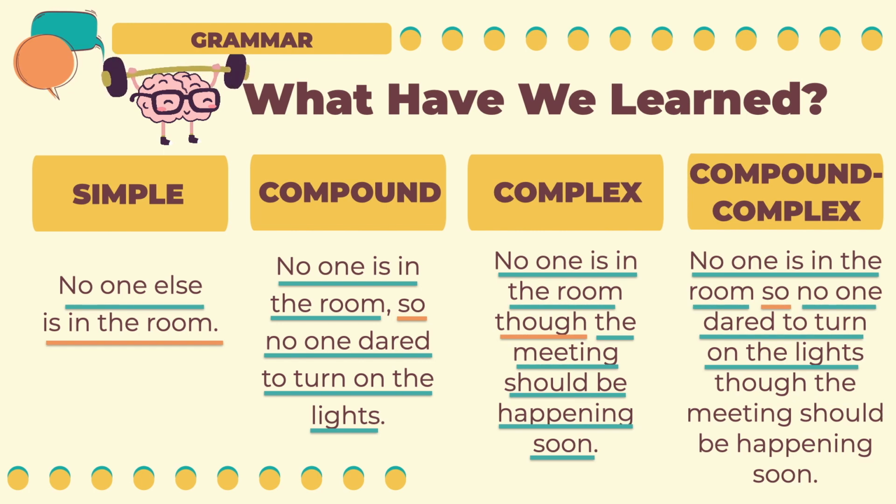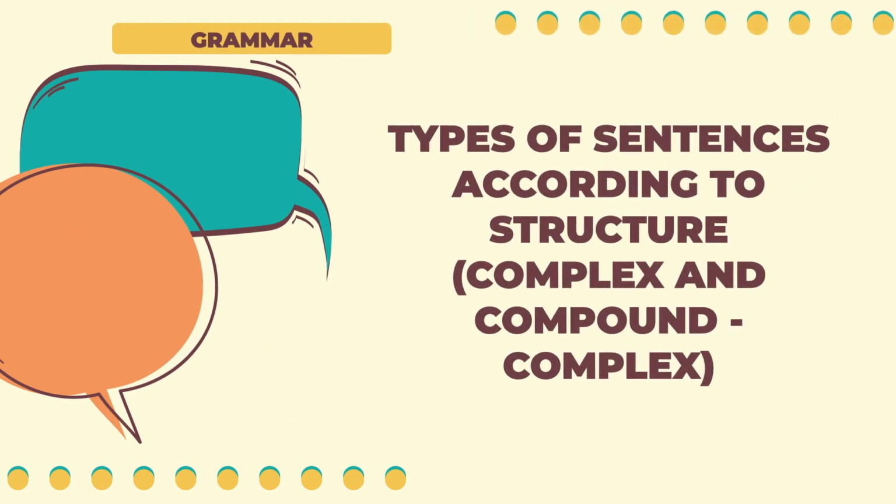That is the compound part of the sentence. For it to be complex, there should be a dependent clause, which is, though the meeting should be happening soon. This is a dependent clause because it starts with the subordinating conjunction, though. We are now done discussing the different types of sentences according to structure.